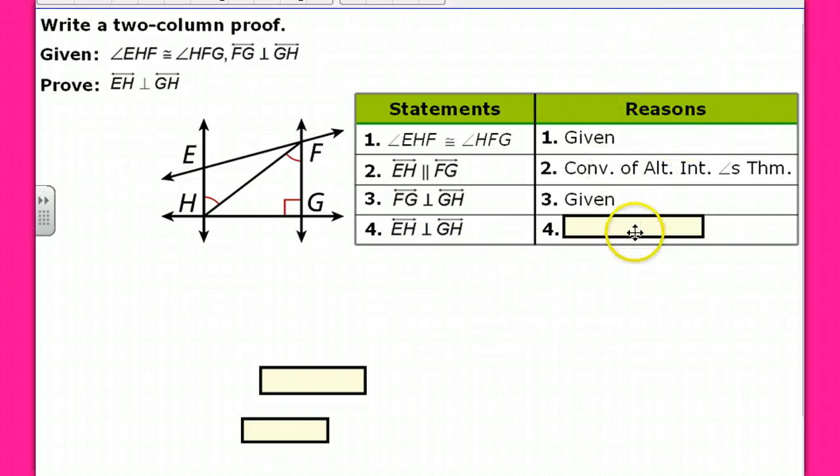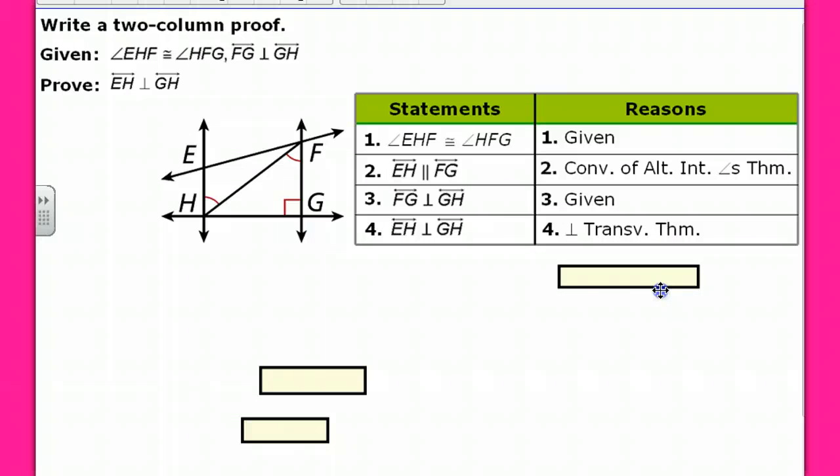What reason? If FG is perpendicular to GH and FG and EH are parallel, we can say that EH is perpendicular to GH based on, anybody else? It was that perpendicular transversal theorem. It was the very theorem. If we find that we have parallel lines and a transversal is perpendicular to one of the parallel lines, it will be perpendicular to the other one. That is the perpendicular transversal theorem.